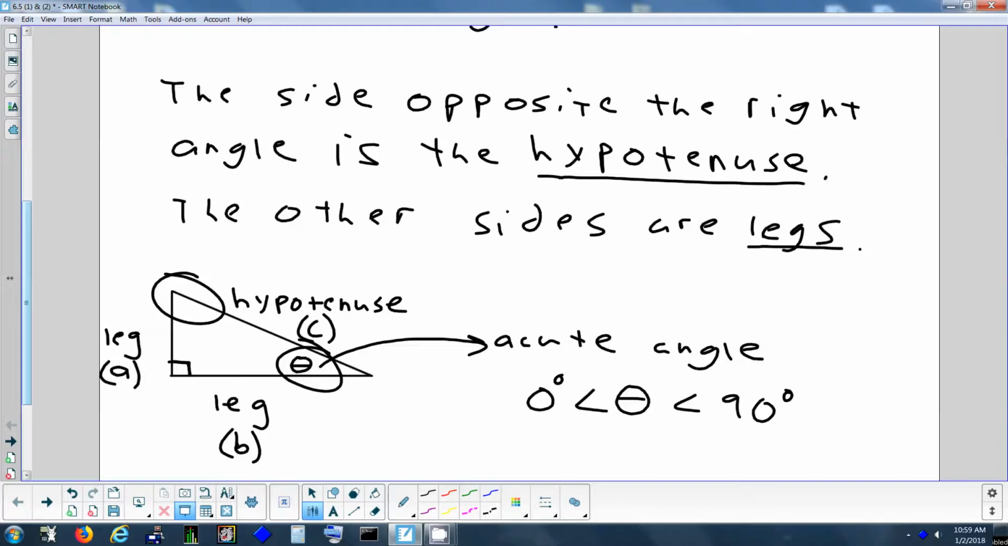Notice I wrote here that an acute angle does have to be greater than 0. There's no such thing as a negative angle in a triangle. We can talk about negative angles on a circle by looking at clockwise or counterclockwise direction. But in a triangle, nope, always positive angles.